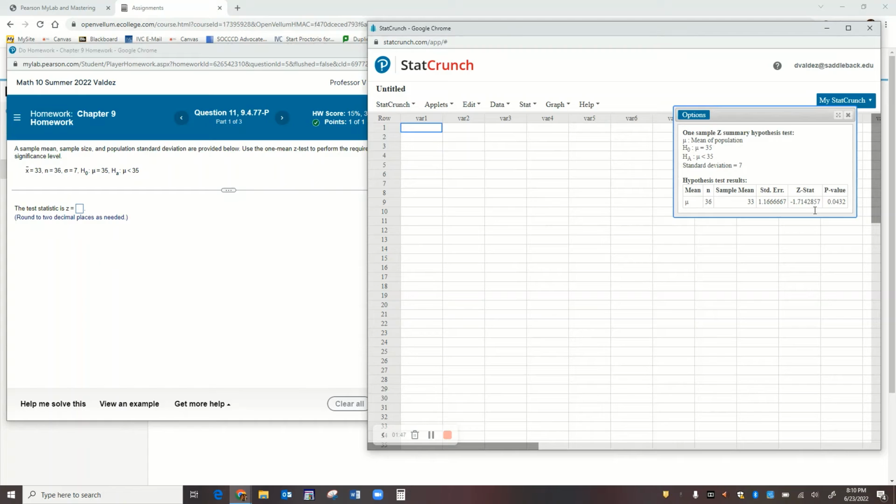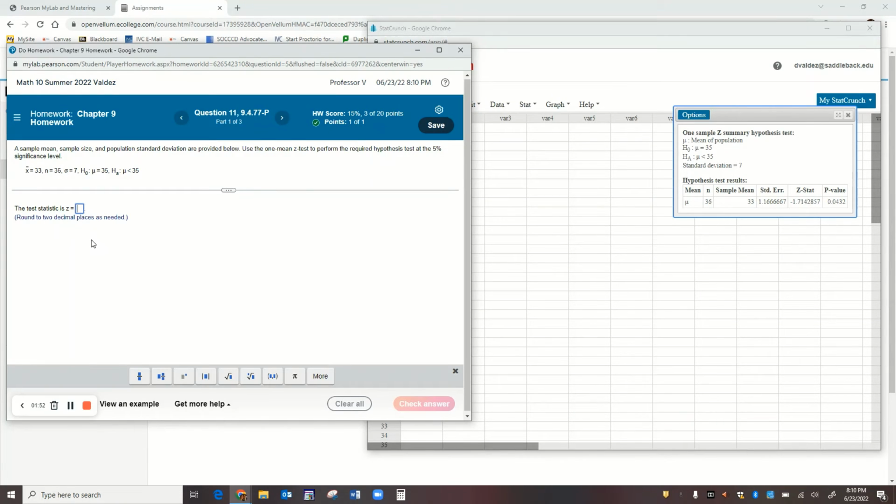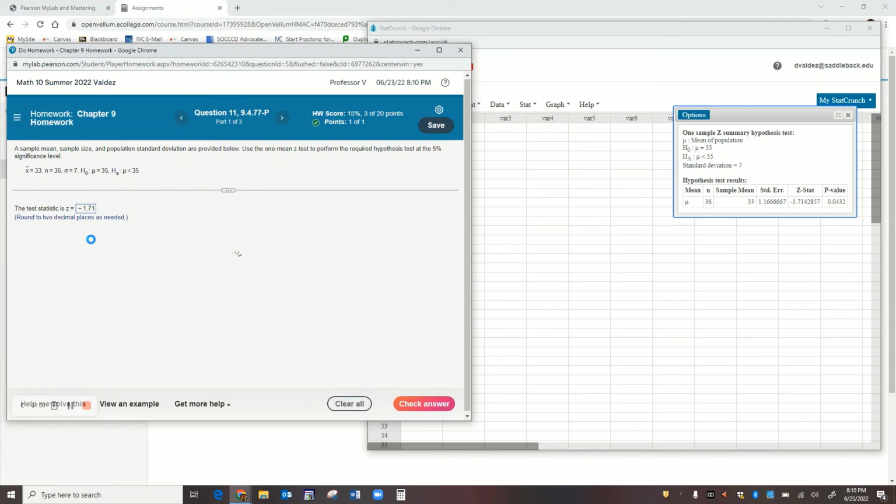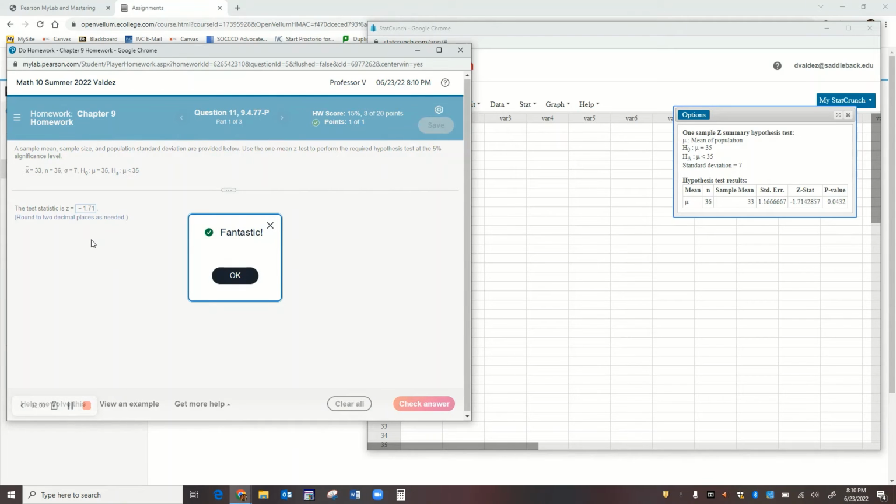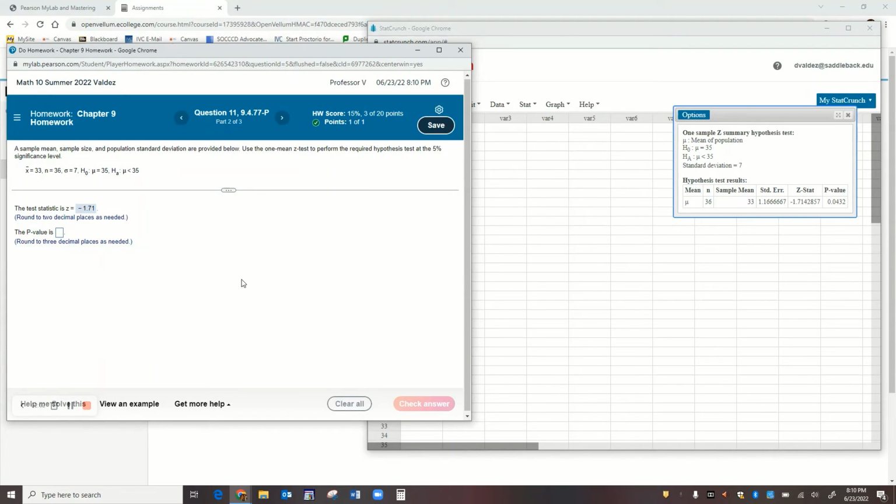So there's our z test statistic. And they want us to round to 2 decimal places. So that will be negative 1.71, if we're rounding to 2 places. Fantastic. Moving on. The p-value, well, it's right there. They give it to us as well. Rounding to 3 decimal places, 0.043.